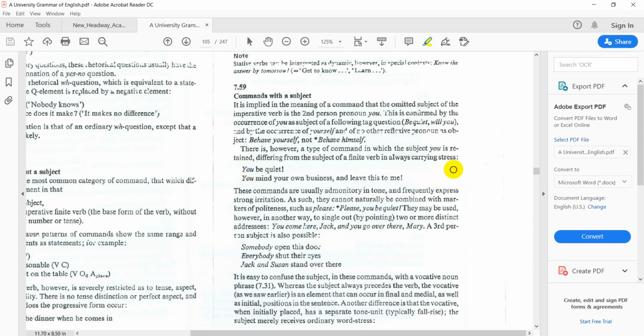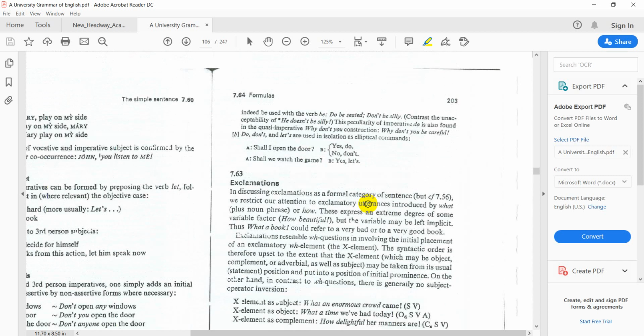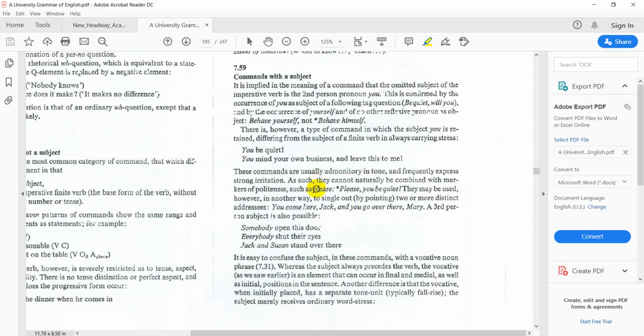You, be quiet. You, mind your own business and leave this to me. These commands are usually admonitory in tone and frequently express strong irritation. As such, they cannot naturally be combined with markers of politeness. We cannot say please because it expresses strong irritation.